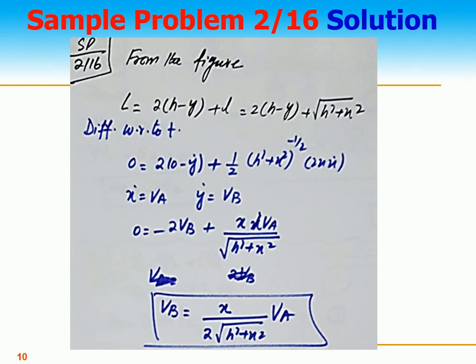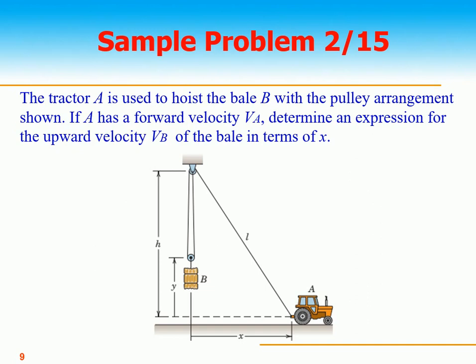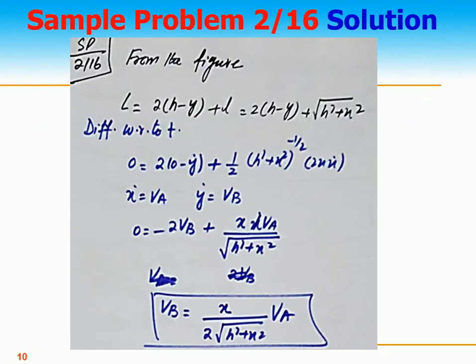VB is equal to X over 2 under root H squared plus X squared, times VA. This is the velocity of B with reference to A, because we know the velocity, we only need to find the velocity of B. If I know the VA and X, we can find the velocity of the bale.